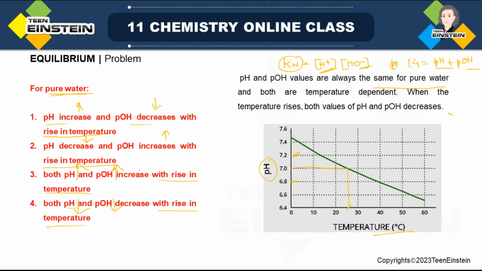So the total number of H plus is always equal to the total number of HO minus. So that is why, as long as it is neutral, whatever the temperature, the effect on pH and pOH will be the same. If you are decreasing temperature, both will increase. If you are increasing temperature, both will decrease. So the correct option should be the last option, right?